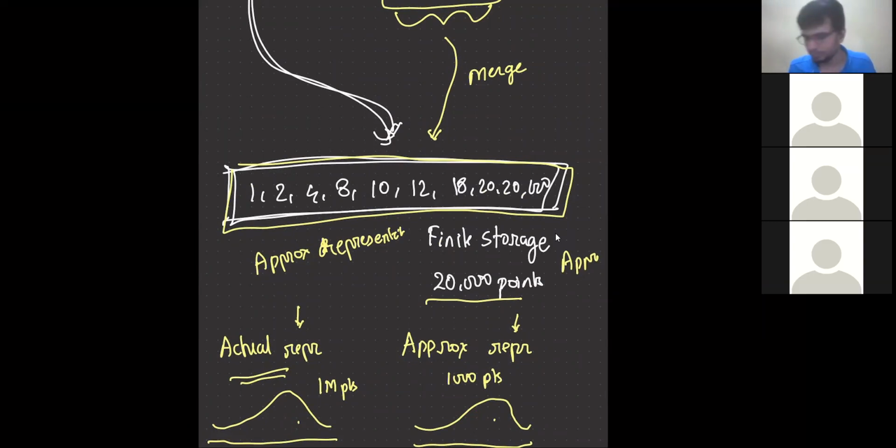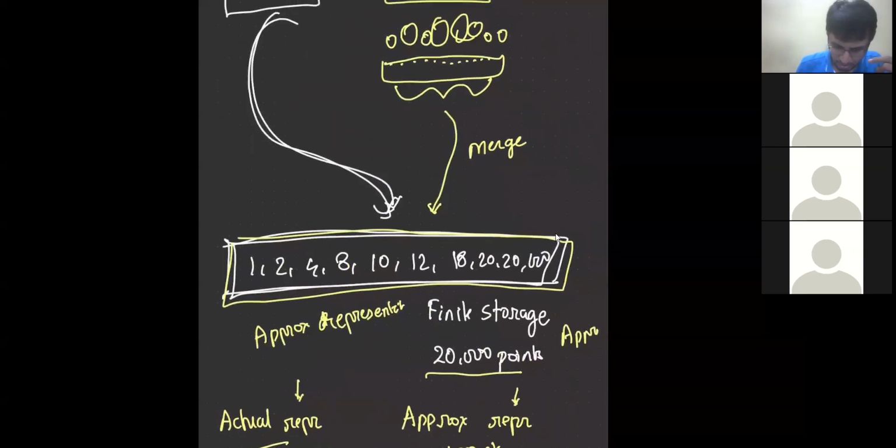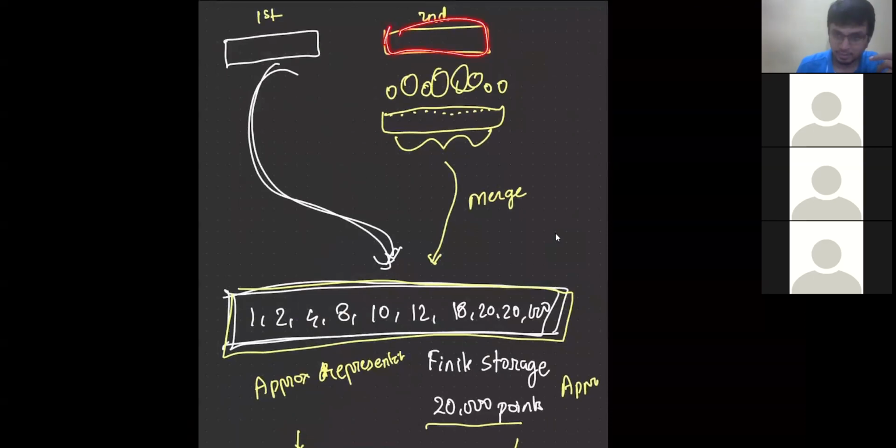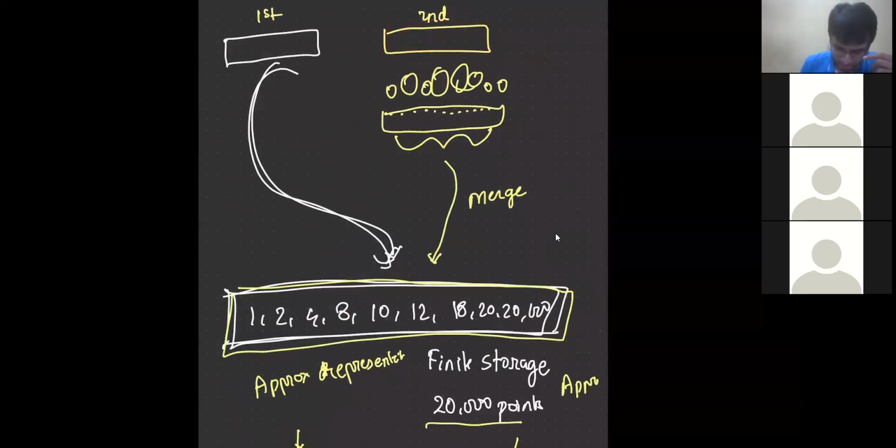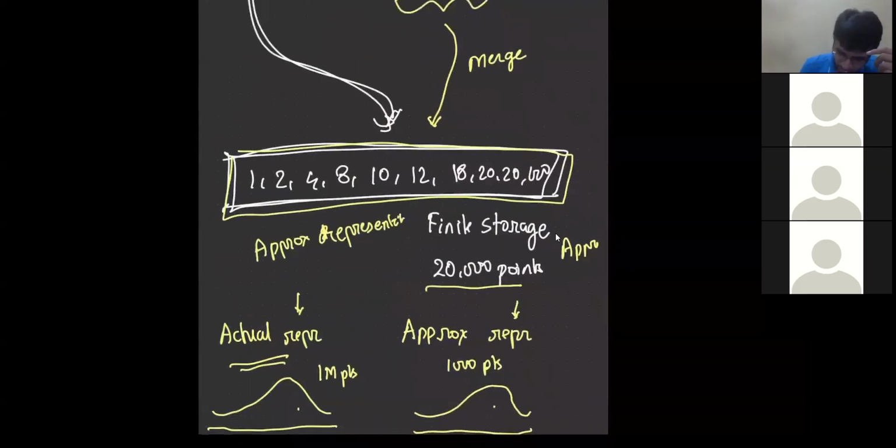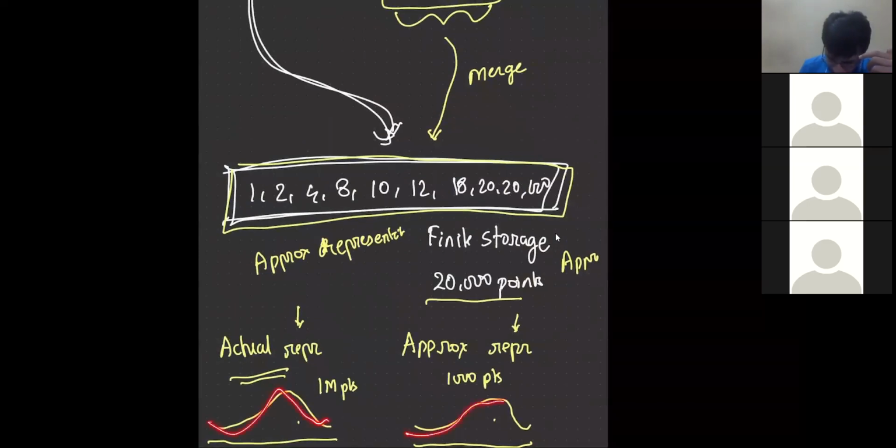Yeah, so when you get the second batch, it will have a different number, right? It's not the same number. Exactly, it will have a different number, but that's where the challenge is, because these centroids will be created on this data. What we want is, when these centroids are merged with these centroids and stored in this location, the distribution of the data should be the same between the actual representation and the approximate representation.